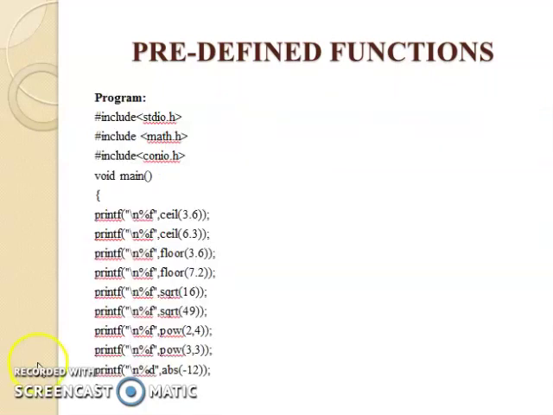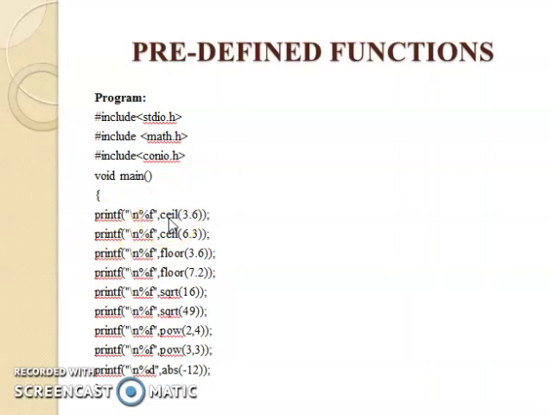Here we see the example program for predefined functions. First we write the header file stdio.h. The next one is math.h. Why we are using math.h means here we are using the built-in functions like ceil, floor, square root, power, abs. For this we have to use the header file math.h. Next one is #include conio.h. Next, the main function. Inside the main function we are using all the built-in functions.